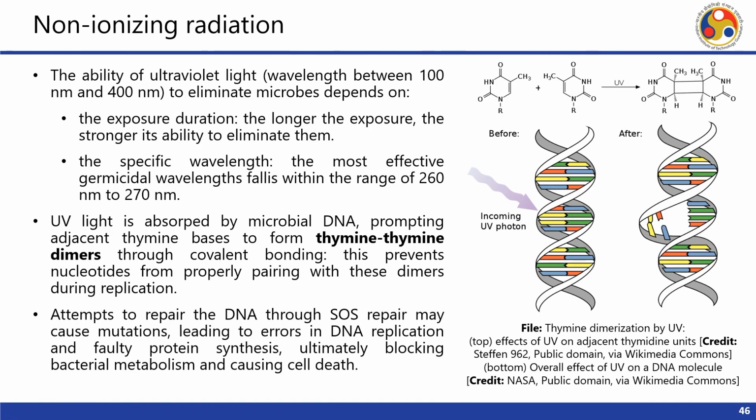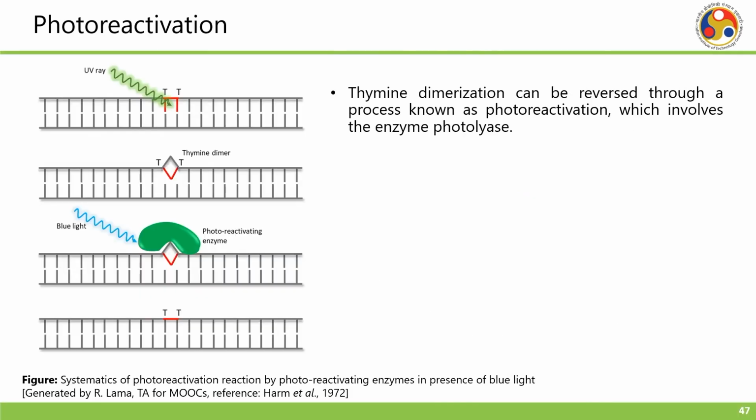The microbial cell will attempt to repair the DNA damaged by this dimerization process through a mechanism called SOS repair, which may lead to mutations, errors in DNA replication and faulty protein synthesis, ultimately blocking bacterial metabolism and causing cell death. So, here we see a UV ray hitting the DNA backbone. Here two thymines are there, and then this thymine dimer has been formed over here.